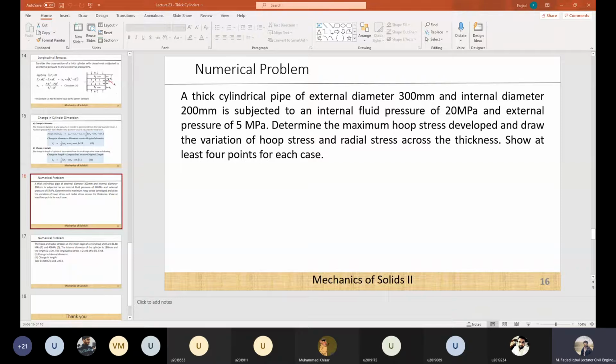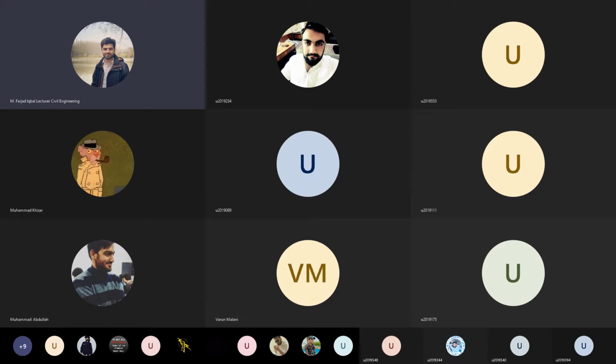Just for your information, I have already uploaded the assignment related to these cylindrical elements. After today's class, you will be able to solve all the questions in that assignment, so I expect you to submit that on time.